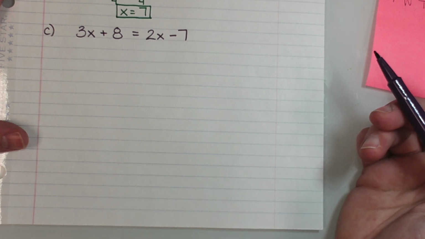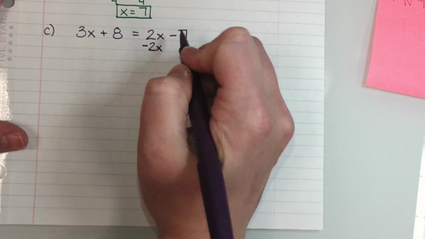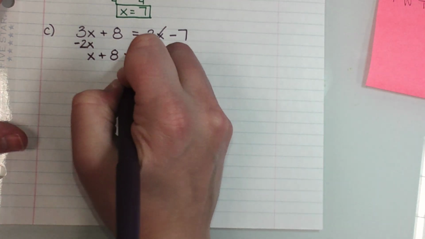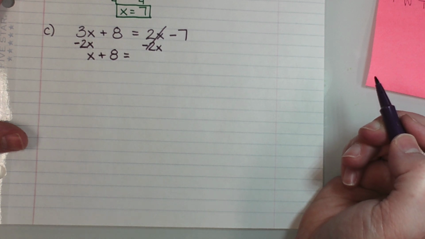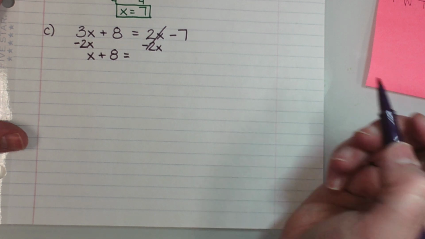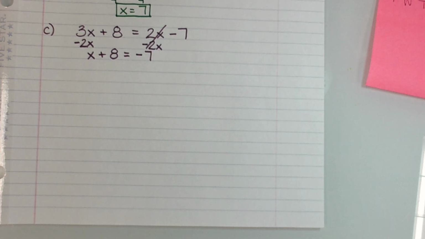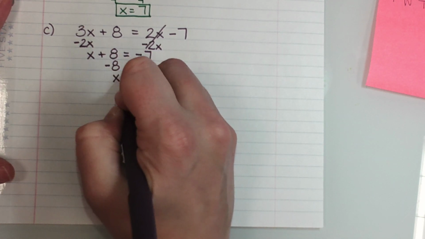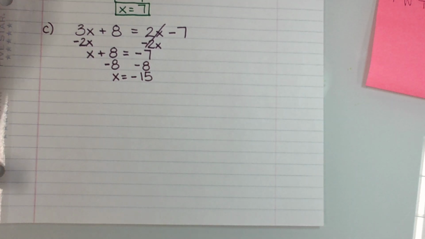It doesn't matter which one. Most people recommend the smaller one. x plus 8 is equal to, be careful, negative 7. Still trying to get the x alone, now I get rid of the 8 by subtracting. You get negative 15. Be careful with your positives and negatives. If you are a person who struggles with adding and subtracting positives and negatives, we have calculators for a reason.